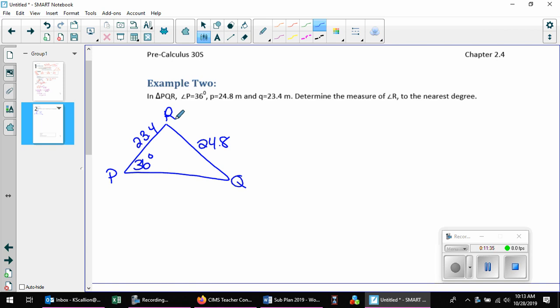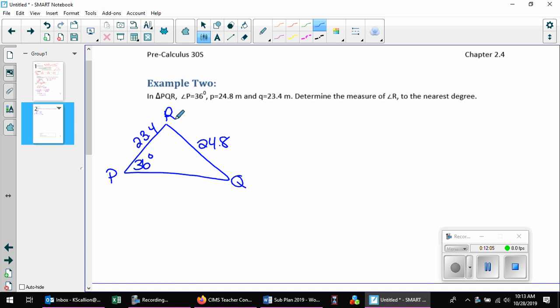Okay, so do you wonder why I labeled my triangle this way? I'll let you in on my little secret. This side was 24.8. You guys agree with me? And its angle measurement was 36, so I know it's an acute angle. This side, 23.4, is slightly smaller than 24.8. So I know that angle Q is also going to be a smaller angle than 36. So that's why I dropped it down here into the acute one.